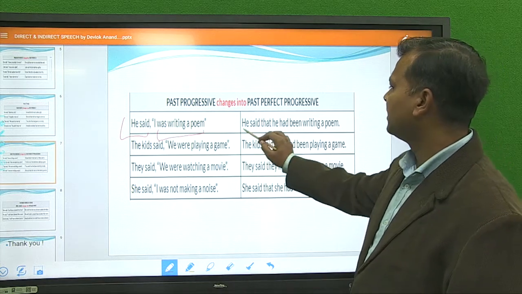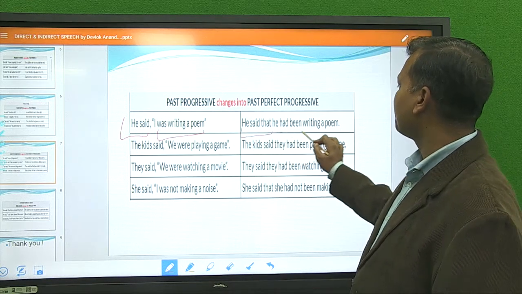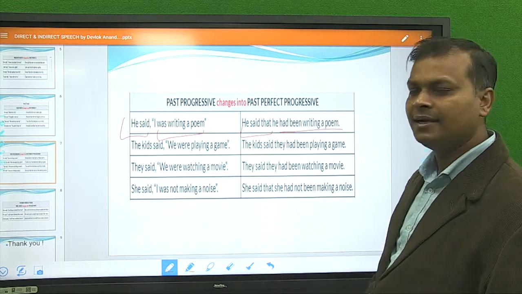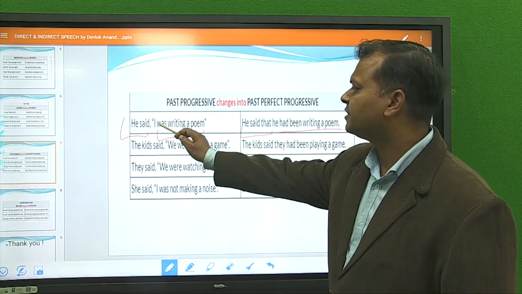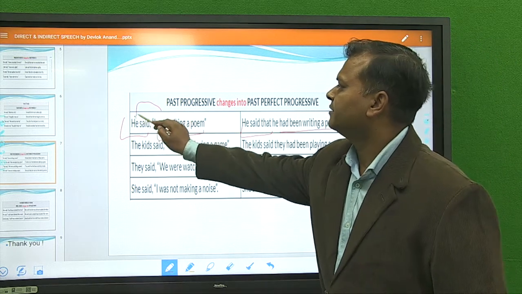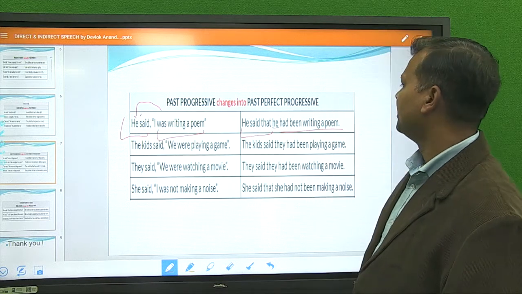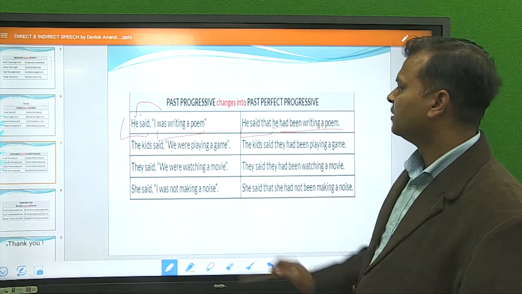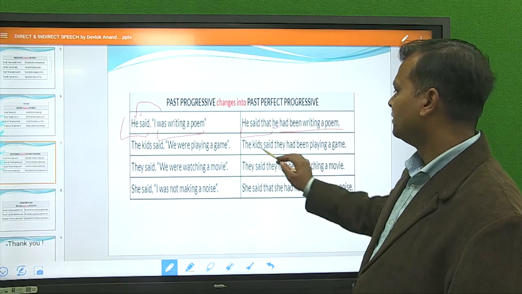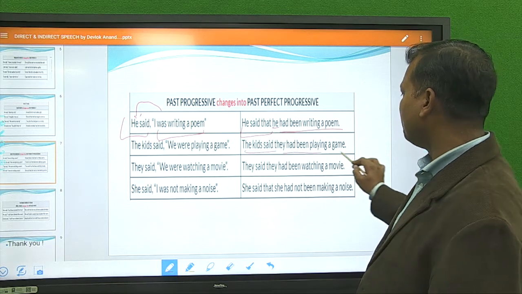Right now. He said that he had been writing a poem. "I" is the first person, changing according to the subject, and subject is "he." That's why it is "he" here. He had been writing a poem. The kid said, "We were playing a game." The kid said that they had been playing a game.